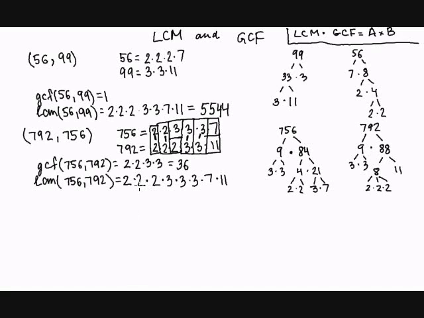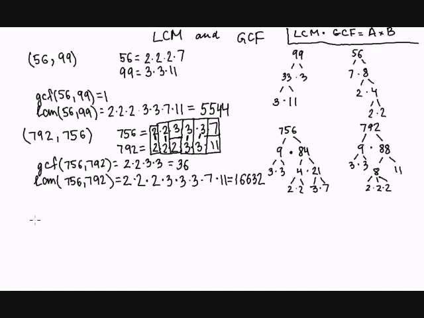Okay, so all this gives me the least common multiple, and if I multiply it all together, I get 16,632. And again, to check your work, you can do this simple test. Multiply 16,632 by 36, and you should get exactly 792 times 756.